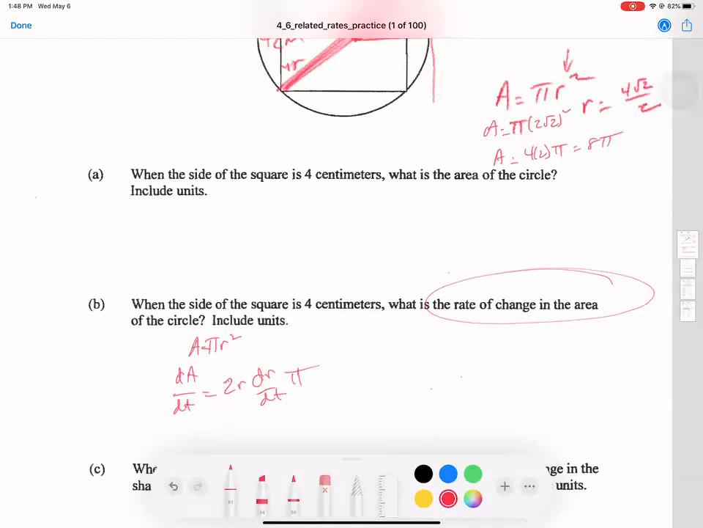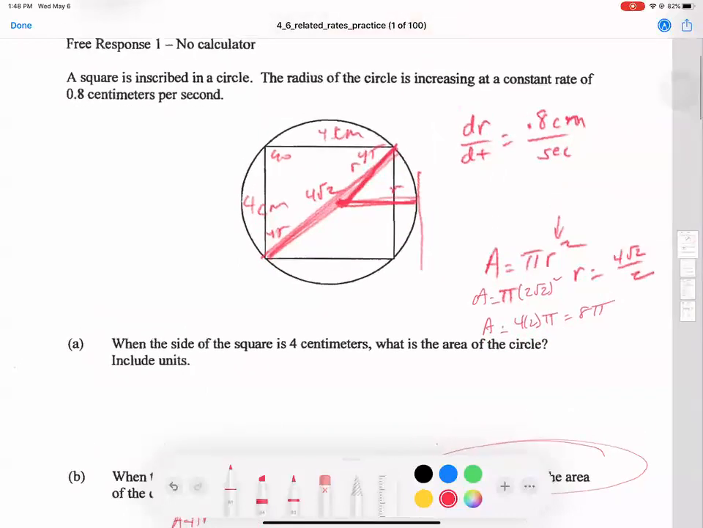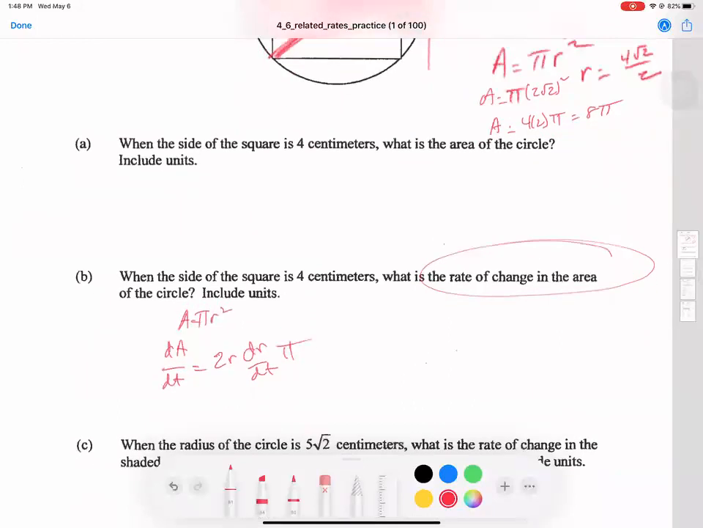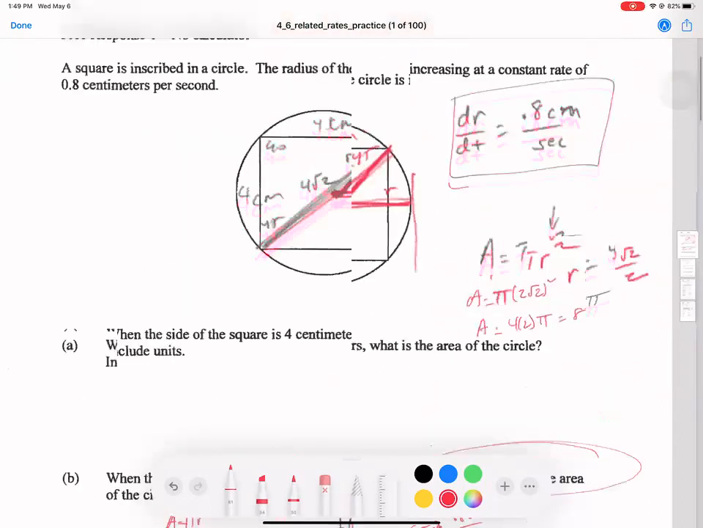Okay. Now, looking at what we start off with, we're given dr dt. Dr dt was 0.8 centimeters per second. So we're going to rewrite this as dA over dt is equal to 2r and then pi. Actually, no, we can plug some of this stuff in. We know what the radius is. The radius is 2 square root of 2. And dr dt, we said we know that is 0.8. Let's write this as centimeters per second.